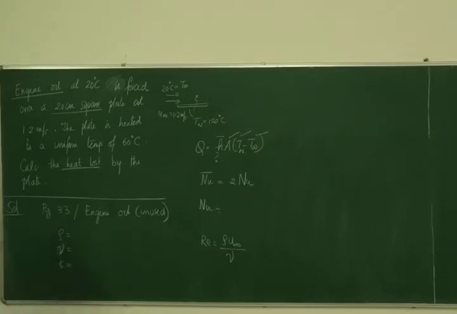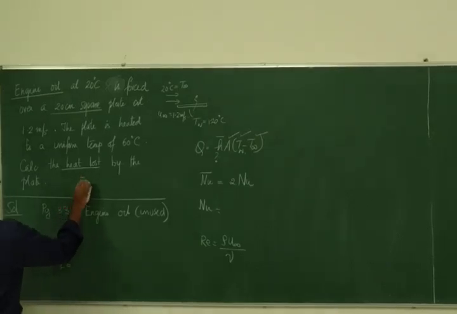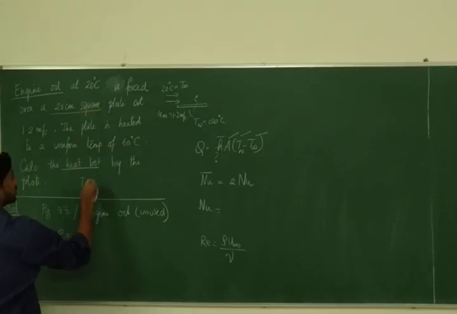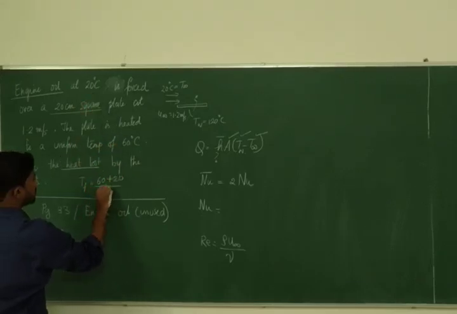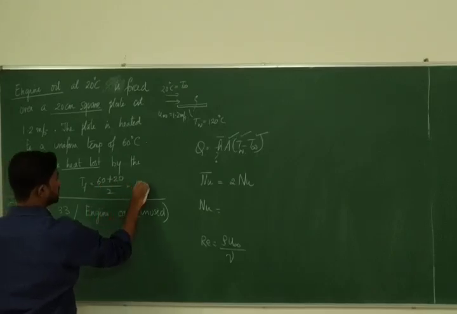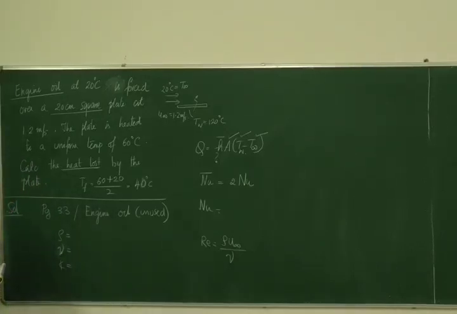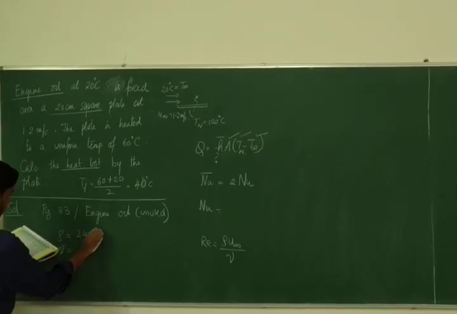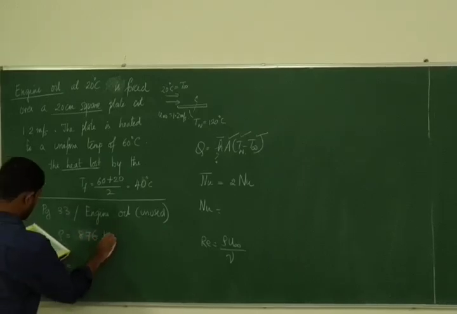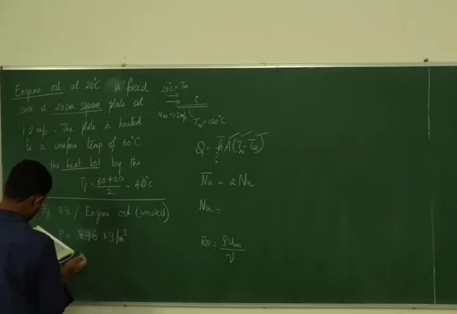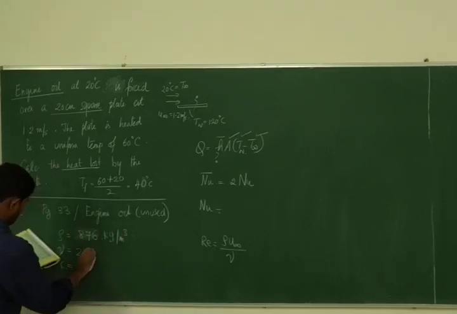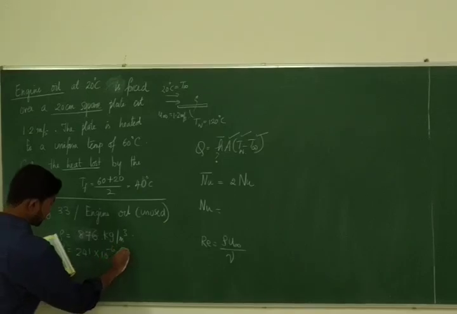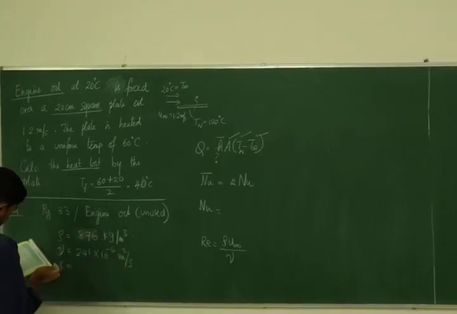And at what temperature do you find this? At the film temperature. The film temperature is the average of 60 and 20. 60 plus 20 by 2, which is 80 by 2, which is 40 degrees Celsius. So at 40 degrees Celsius, let me write the properties. Rho is 876 kilogram per meter cube. The kinematic viscosity is 241 into 10 power minus 6 meters squared per second.